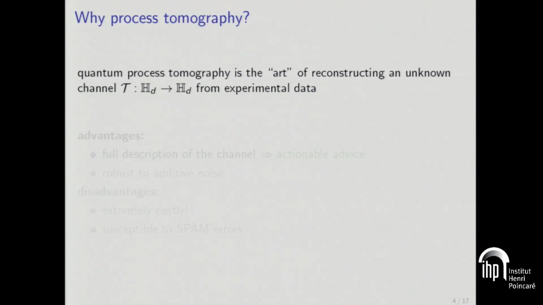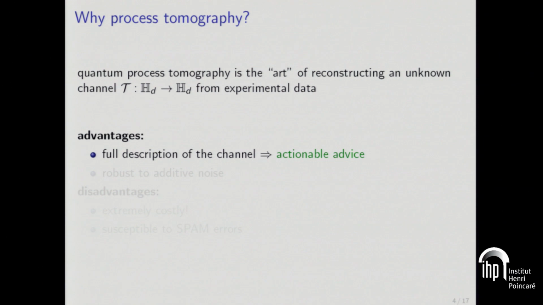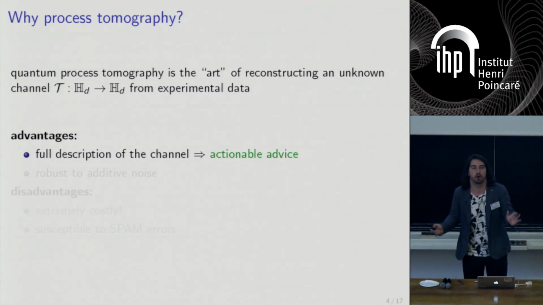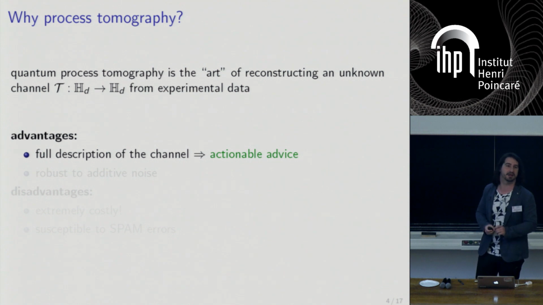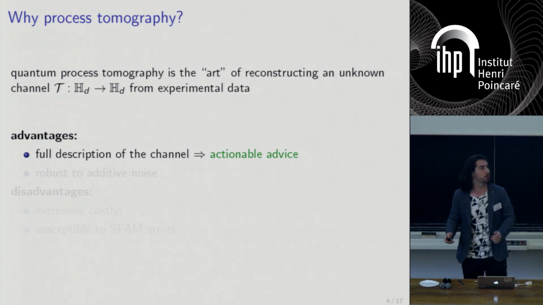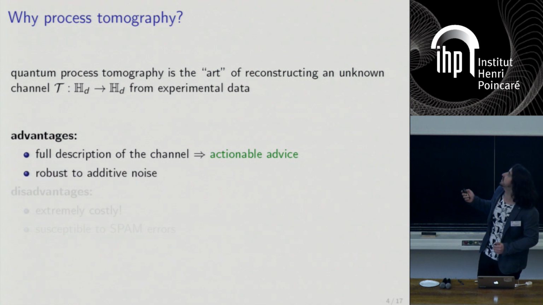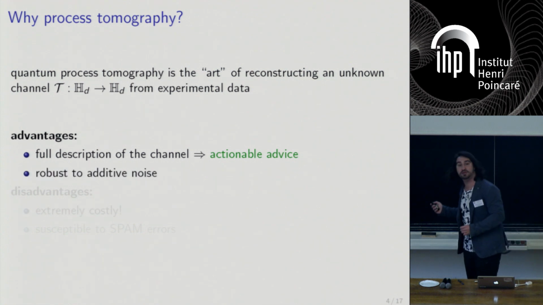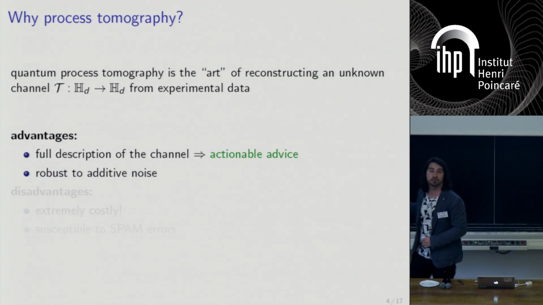And if you do that, there are huge advantages. Namely, you get a full description of the channel. Of course, noise will corrupt that a bit. But in principle, you know exactly what your quantum mechanical system is doing, and this gives you actionable advice. For example, if you are not doing so well, this could tell you where you have to tweak a bit more. And these techniques traditionally use linear inversion, but there are more modern techniques that are also robust towards additive noise.